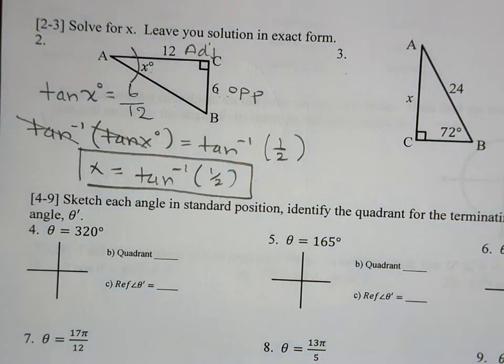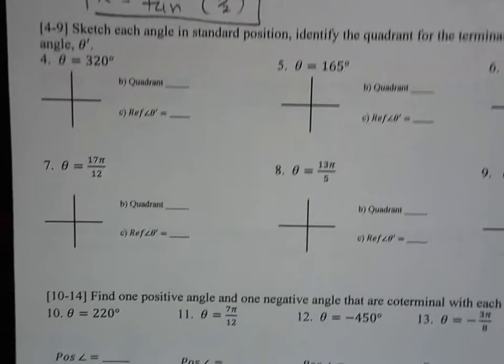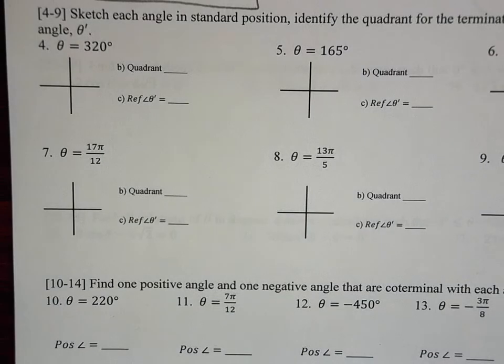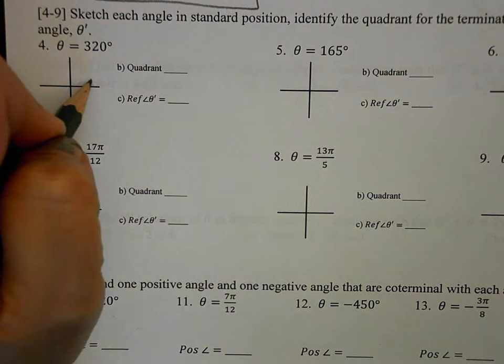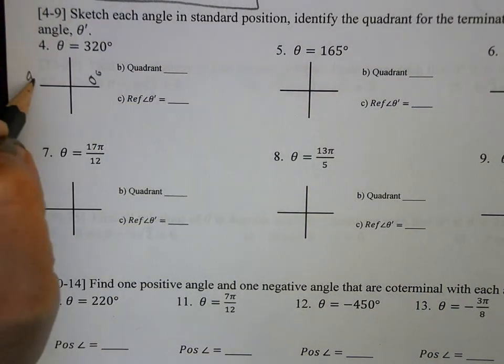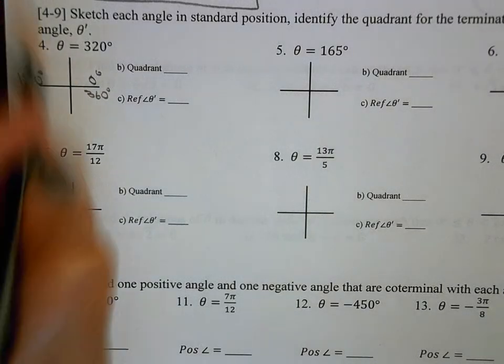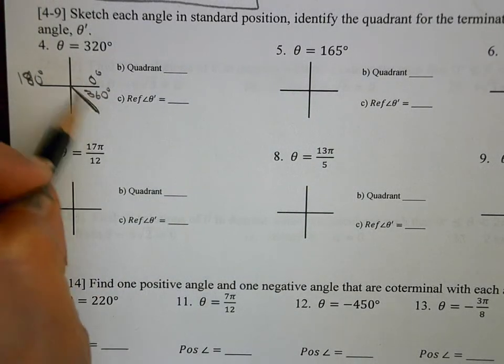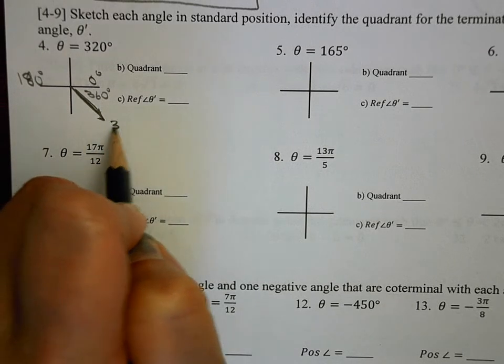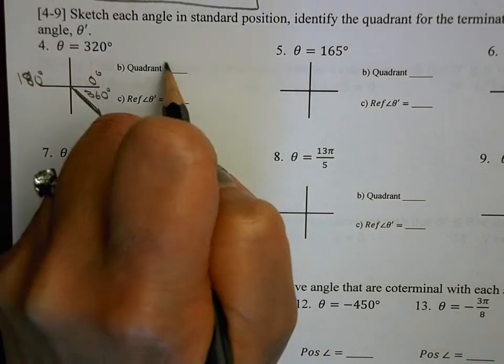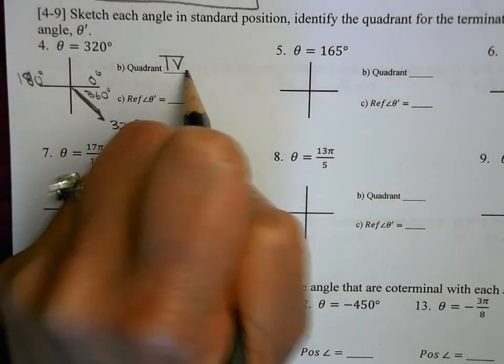Alright, and then let's take a look at number 4. So for number 4, that's 320 degrees. So this is 0 here, and then 180, and then 360 to finish a circle. So 320 is in quadrant 4 then, so here's 320 here. So I'm in quadrant 4.